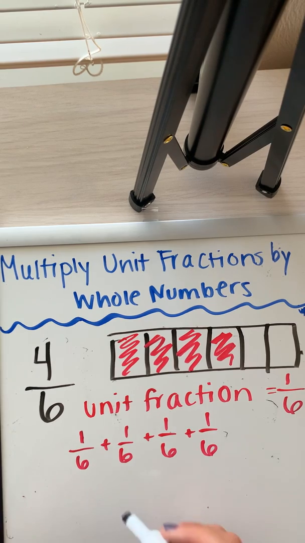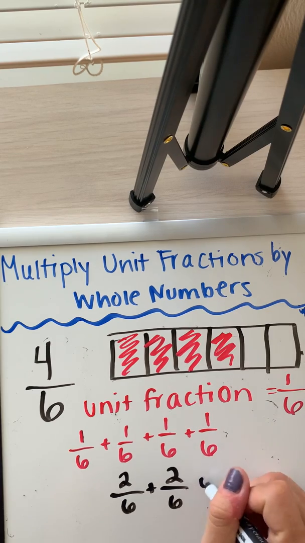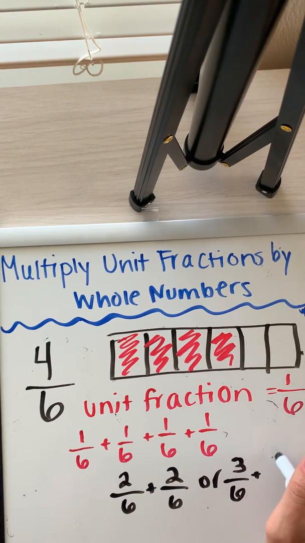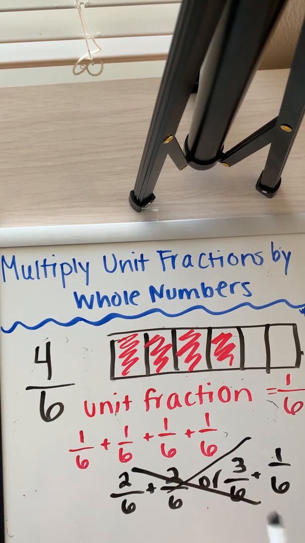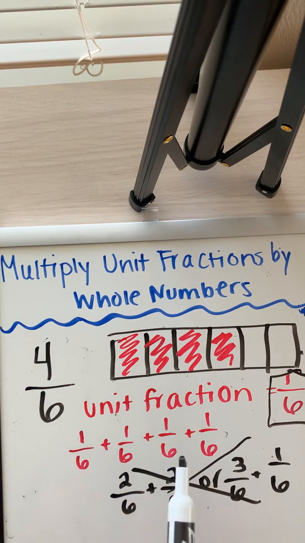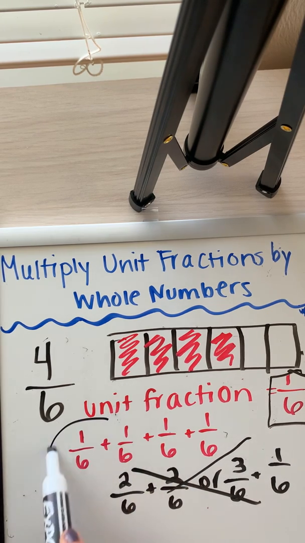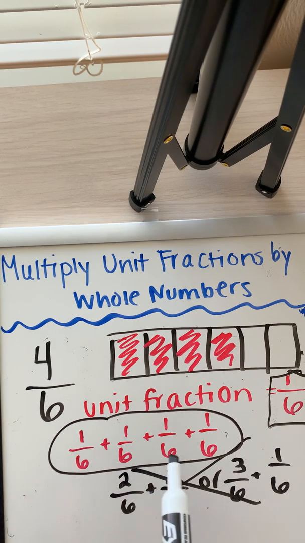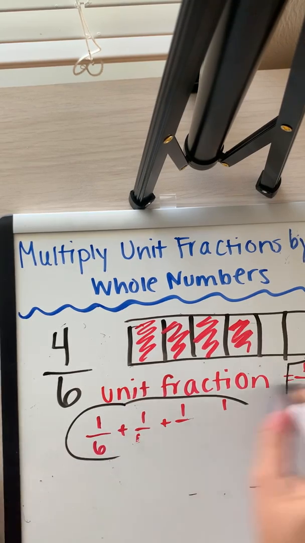If any of you decided to do 2/6 plus 2/6 or 3/6 plus 1/6, this is not breaking it up into unit fractions. I know that my unit fraction is 1/6, so if it asks you to break it into unit fractions, you have to break them down into their smallest unit fraction. So my only answer for this one would be 1/6 plus 1/6 plus 1/6 plus 1/6. I'm going to do one more example for you guys, just so we really know what it means when we're breaking it down into unit fractions.